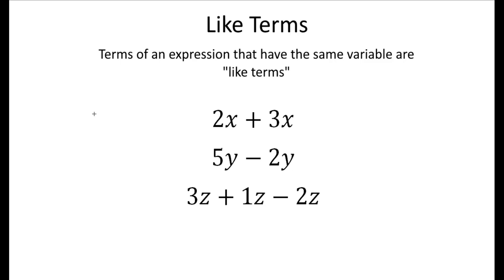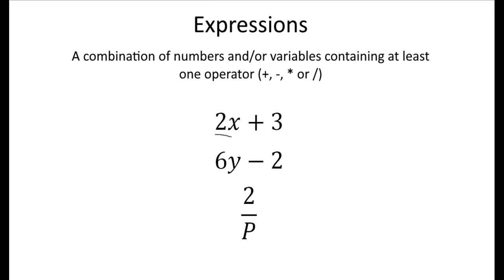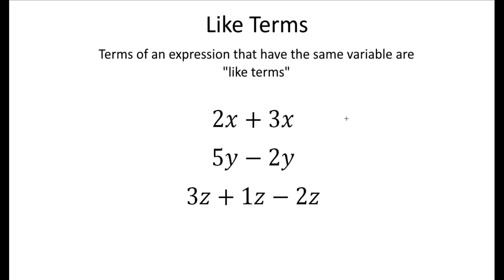Now, something I have not mentioned here is that in each expression, so we'll go back for a second, in each expression, each of these separate entities here, these are called terms. So anything separated out by an operator are terms. So here 2x is a term, here 3 is a term, and then here 6y is a term, and here 2 is a term, and then here 2 is a term. Actually, my bad. The entire thing is a term here, because it's not separated by plus or minus.